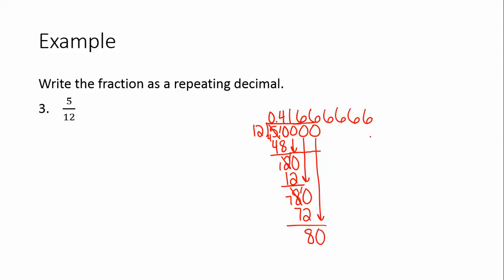Once you have the pattern of the repeating decimal, you can stop. And we write the fraction. You only write the part that repeats once. So it's 0.416. We don't have to write all those 6's. And we put the bar, remember the bar notation we talked about, over the 6, because the 6 is the portion of this decimal that repeats.